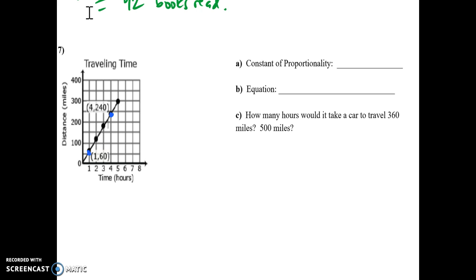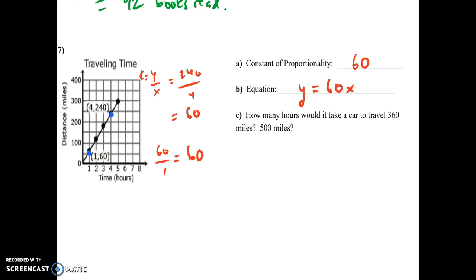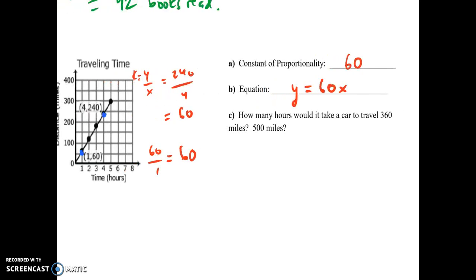So then once again, if we pick any of those points, k equals y over x. For our 4, 240, we will have 240 over 4, and this gives us 60. If we chose the other point, 1, 60, we would have 60 over 1, which is 60. All right, so this means our constant of proportionality is 60, and our equation is going to be y equals 60x. All right, moving on to question C. How many hours would it take a car to travel 360 miles, 500 miles?